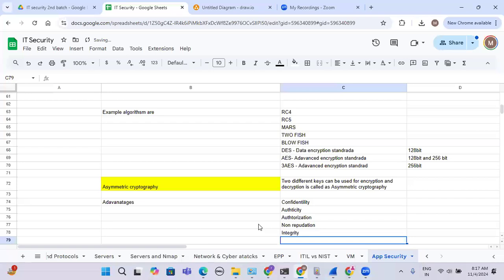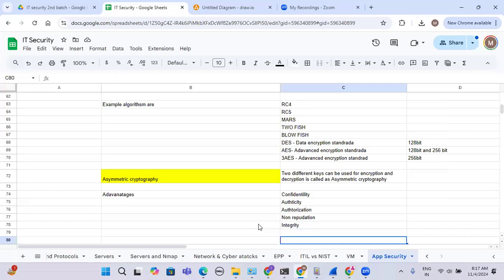But these things cannot be performed by symmetric, because keys are not exchanged and we are not using any digital signature. On the symmetric side, we are only encrypting the data. But here negotiations will happen between client and server or peer-to-peer devices, and that is how these parameters are provided. So that's why, compared to symmetric, asymmetric is always better. Okay, so these are all the advantages.